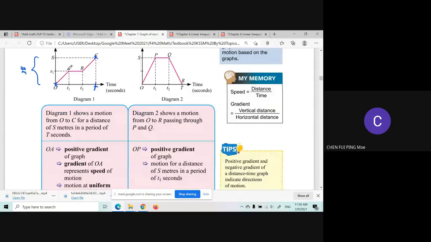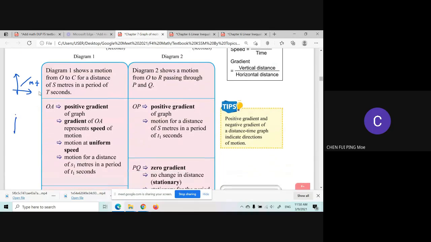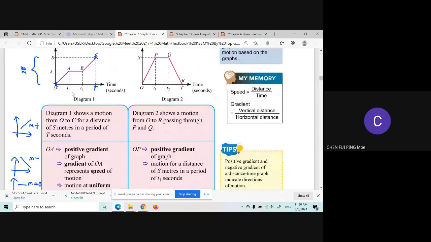And then look at OA. O going to A has a positive gradient. For your information, recall back, a straight line in this direction has a positive gradient. If in this direction, you will have a negative gradient. If the straight line is horizontal, the gradient equals 0. So what can we say about this graph? OA has a positive gradient.